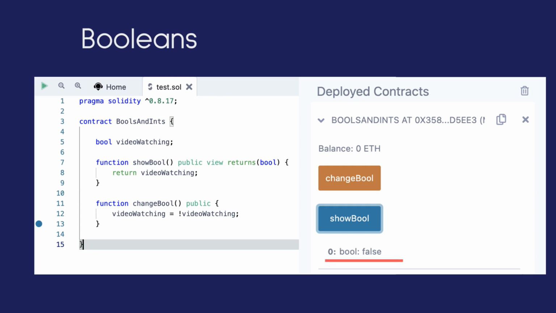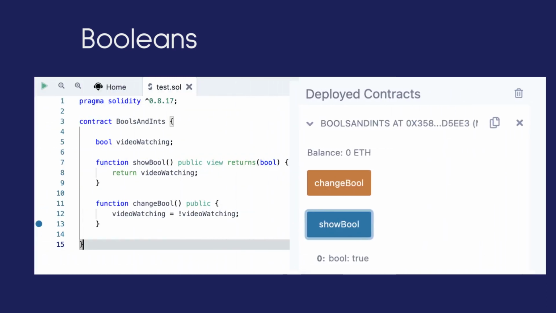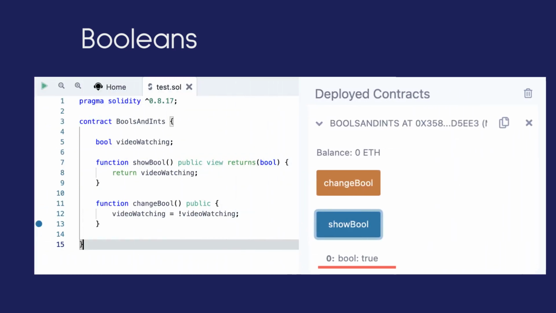We can display it by clicking on the function name. For now, the value is false. Let's now click on the other function that switches the value and display it again. As you can see, now it's true.